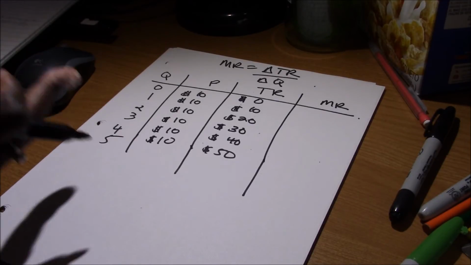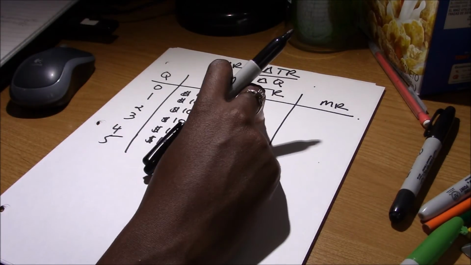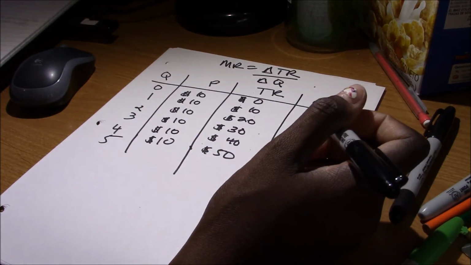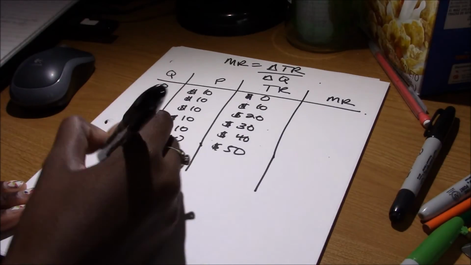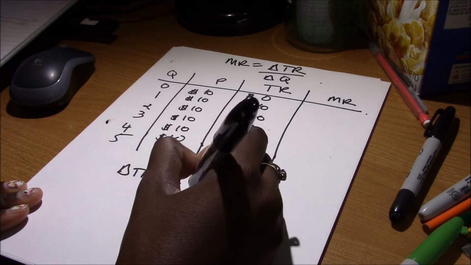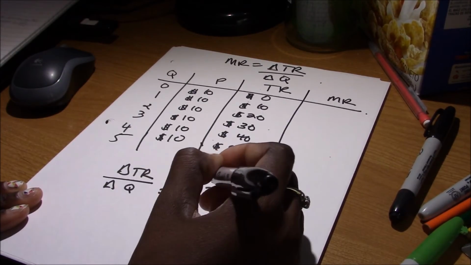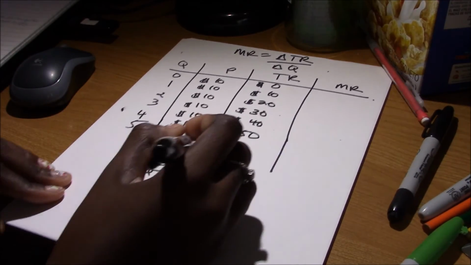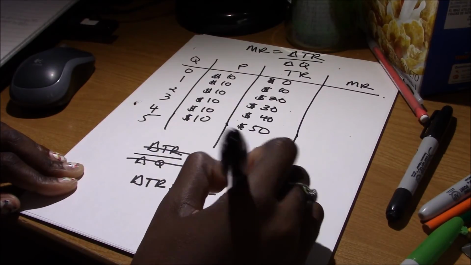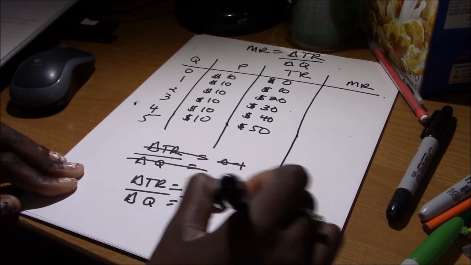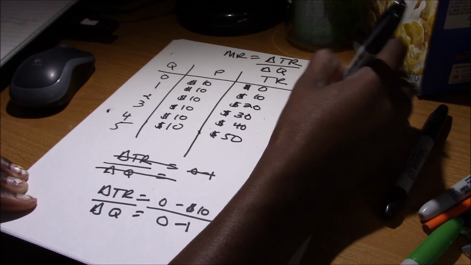So our change in the total revenue from going from 0 units to 1 unit was just a change in $10, okay? The change in our quantity, we only increased it by 1 unit. So our change in TR was just from 0 to 1. Our change in TR was a change from 0 to now $10. Our change in Q is now a change from 0 to 1. So our marginal revenue is $10.